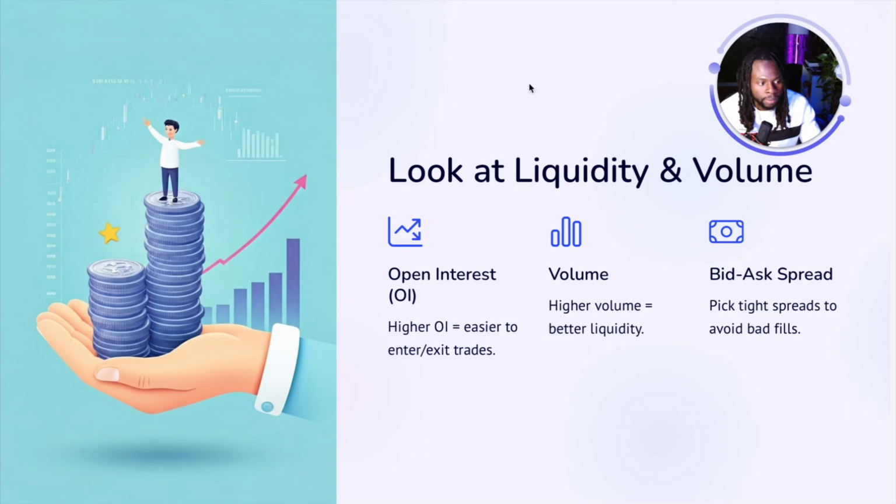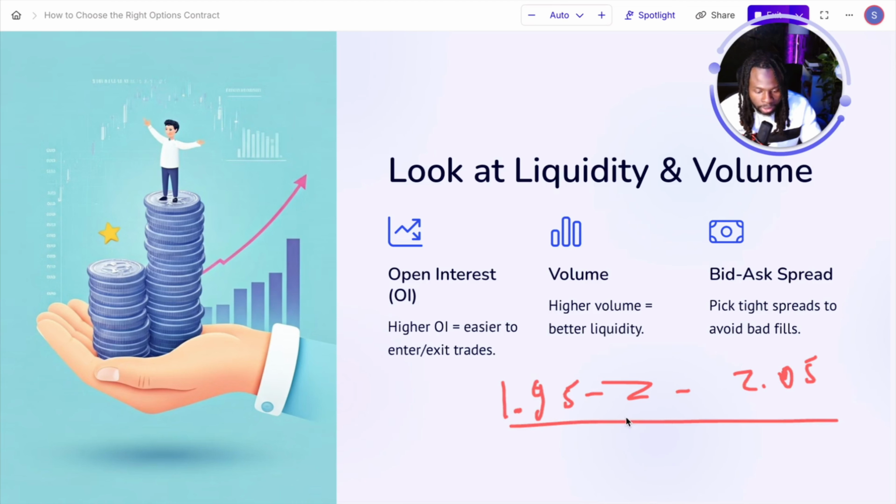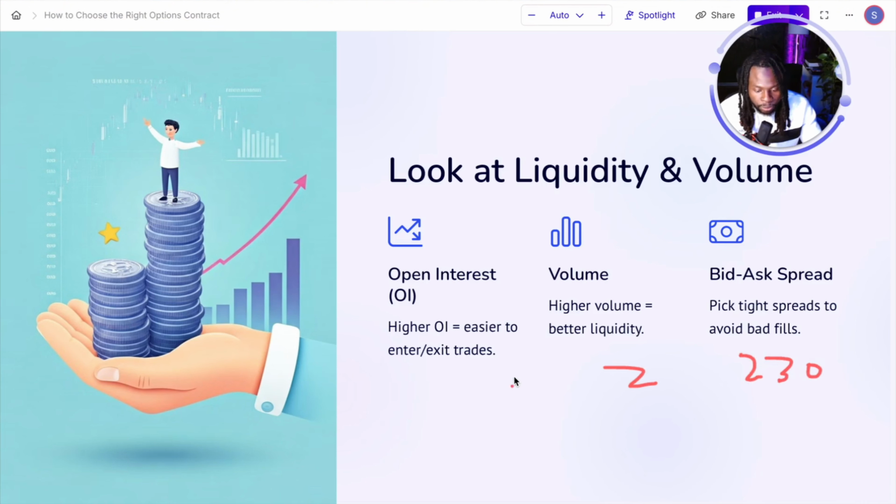Let me give you guys an example of the bid and ask. When buying the contract, sometimes you'll see the mid price might be at $2, and the ask will be at, let's say, 2.05, and maybe the bid will be at 1.95. This is a good bid and ask because it's not that wide. But if the price is at $2 and the ask is at 2.30, but the bid is at 1.85, these are pretty wide.